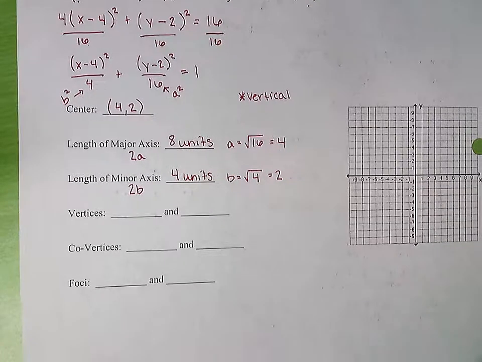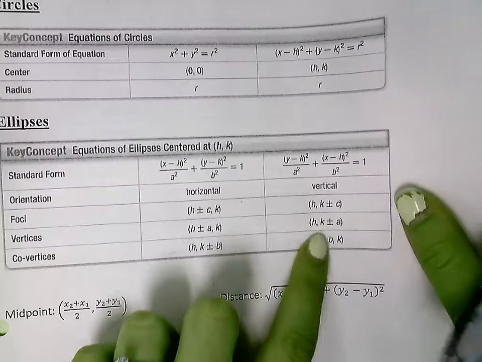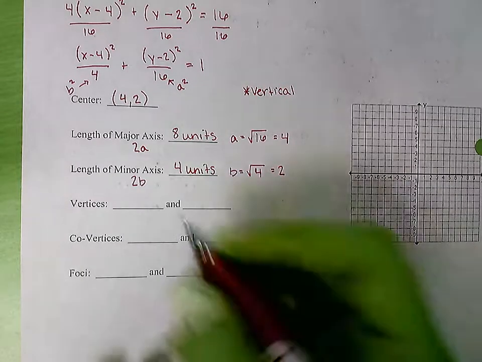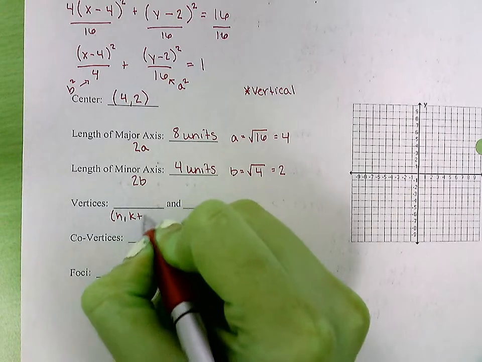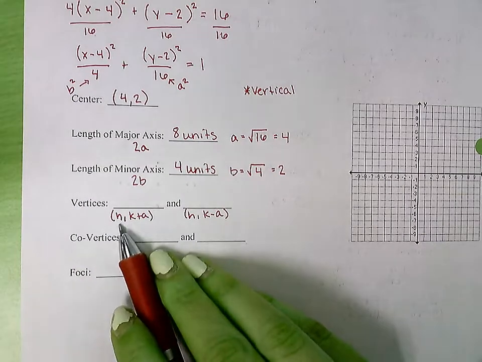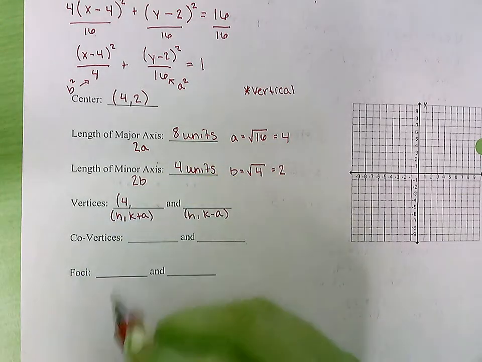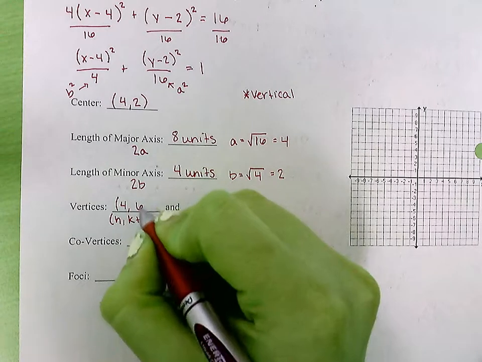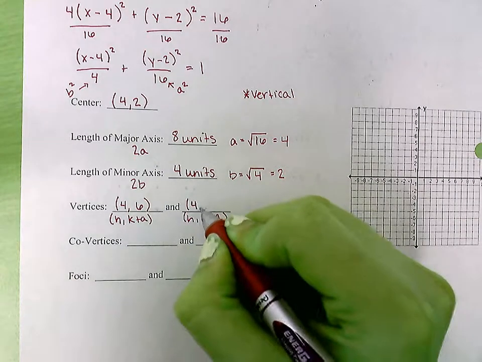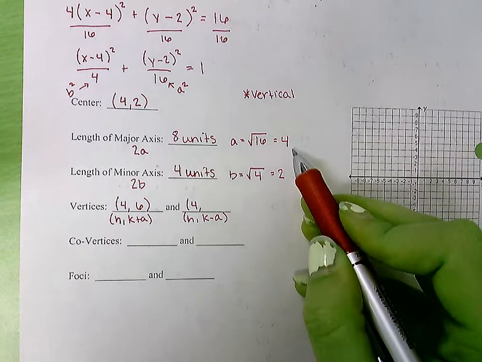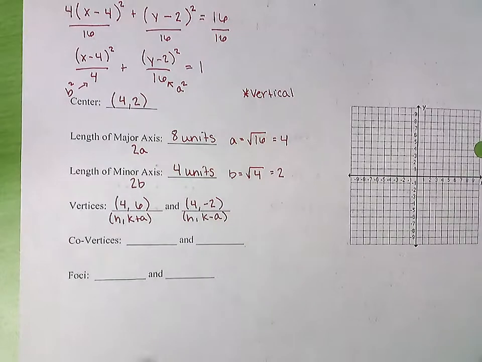Okay, next I want to find the vertices, so I should be using this table here. Your vertices for this one, since it's vertical, are at h comma k plus a and h comma k minus a. Okay, so h will stay the same as 4. For the second one, we'll take 2 plus our a value, so 6. Again, h stays the same. Take your k value of 2, subtract 4, so 2 minus 4 is negative 2.